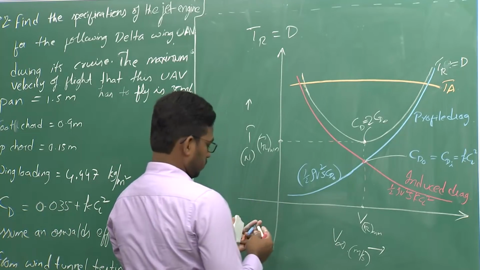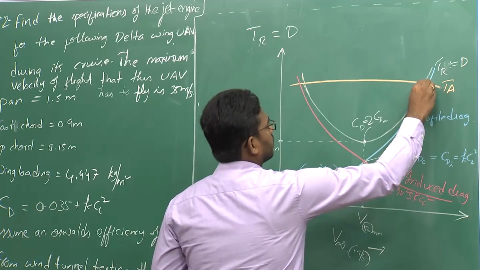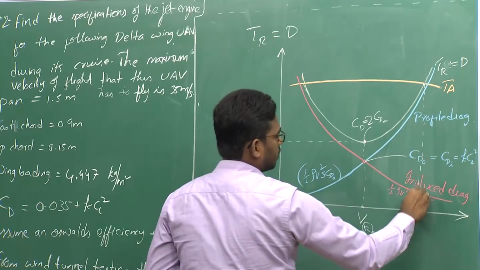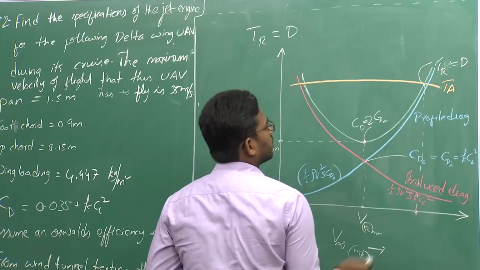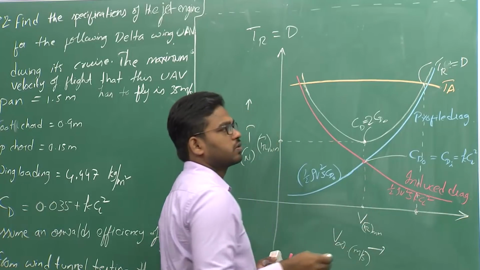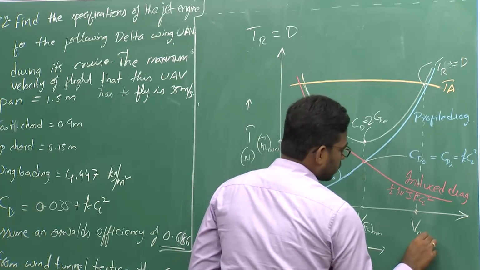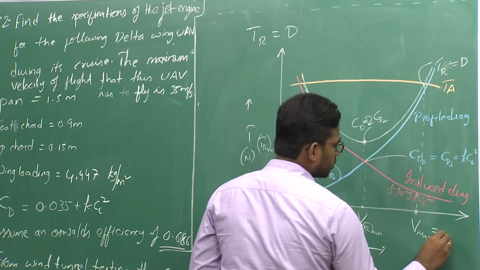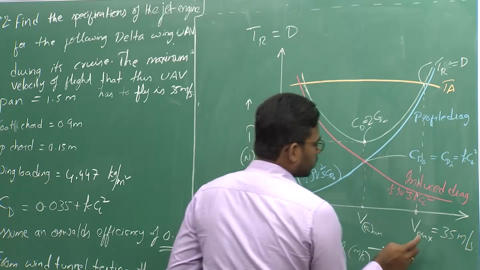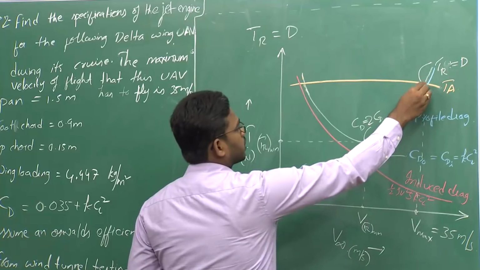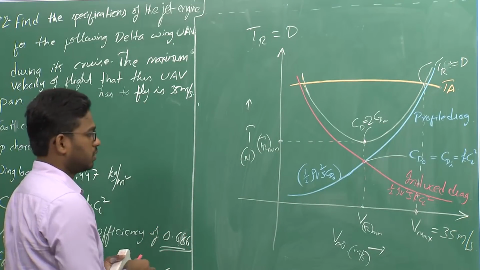And when do we achieve maximum velocity? When thrust required is equal to drag, that is, thrust required is equal to thrust available from the power plant. So, this particular velocity will be the maximum velocity of flight, and for this particular case it is 35 meters per second. So, if this is the case, what should be your thrust requirement? That is the problem that we need to solve.